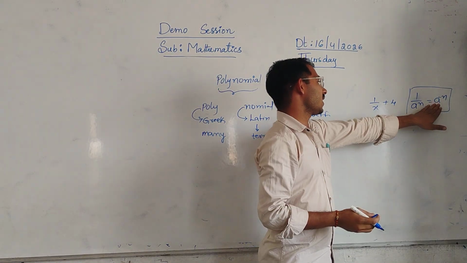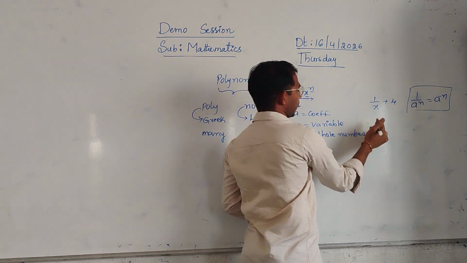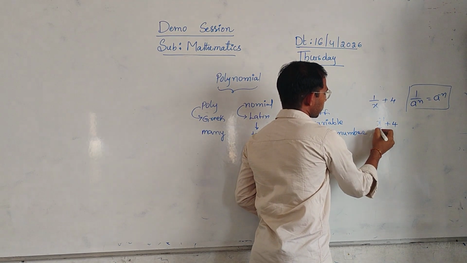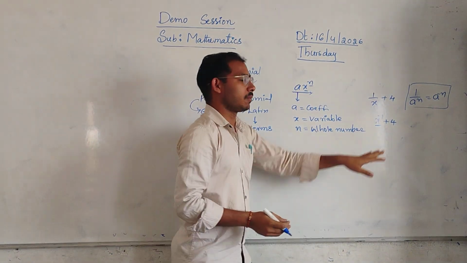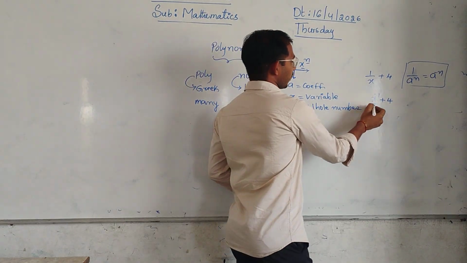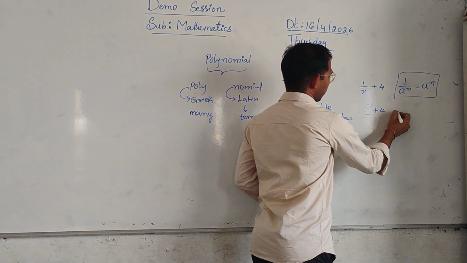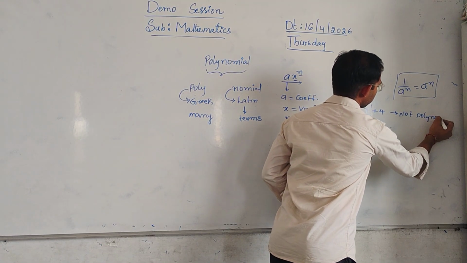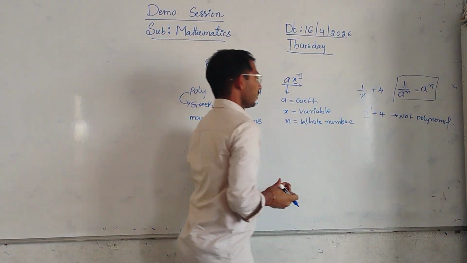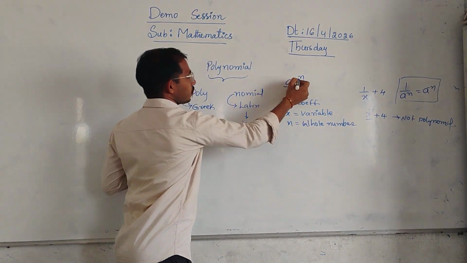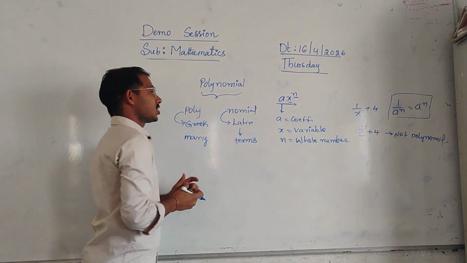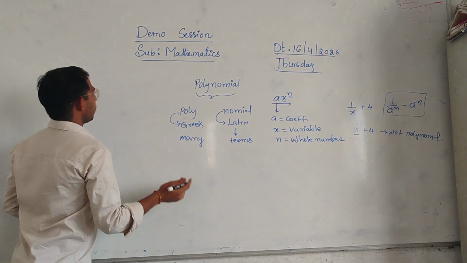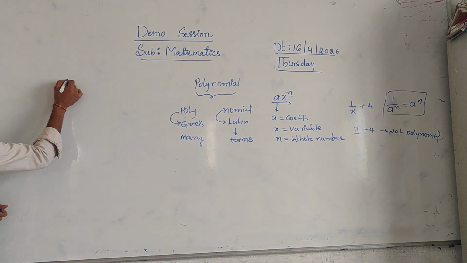Here we can write this as x power minus 1 plus 4. Here the power of x is a negative number, so we cannot say it is a polynomial. So it is not a polynomial. Always the power of the variable x should be positive, then only can we say it is a polynomial. Now look at the types of polynomial.